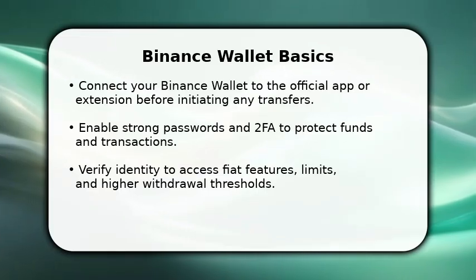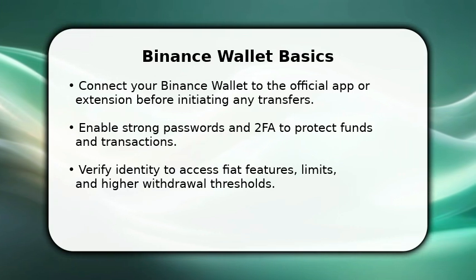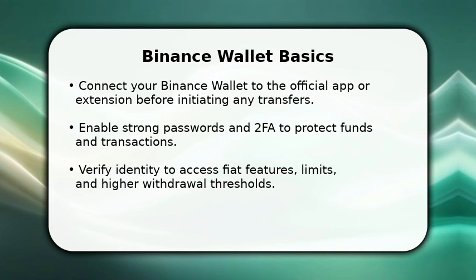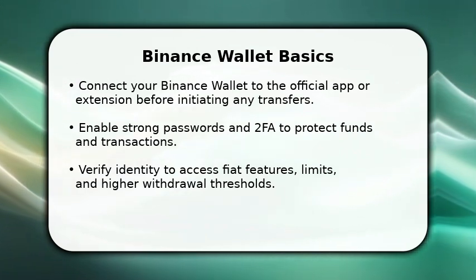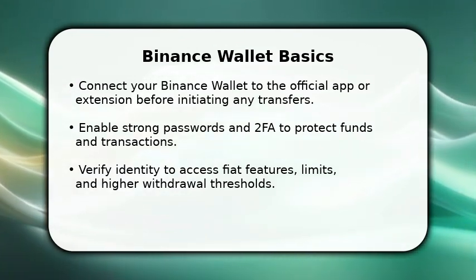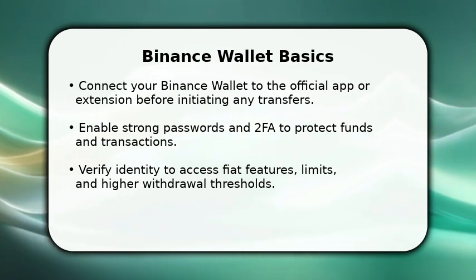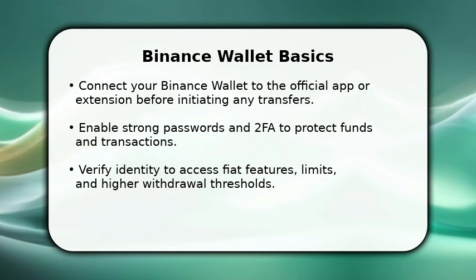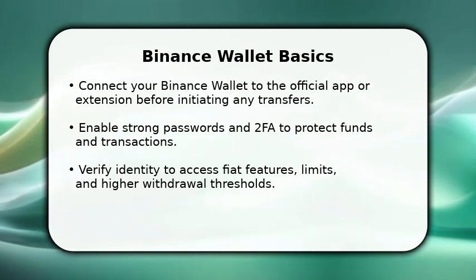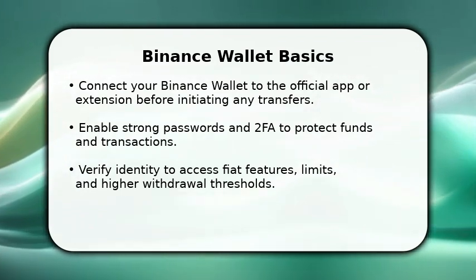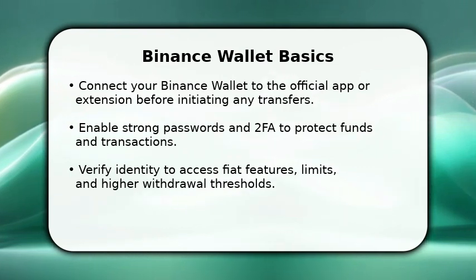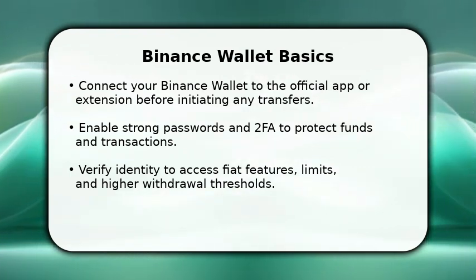In this video, I will explain how to use Binance Wallet Money. Connect your wallet to the app, complete identity verification, and secure your account with 2FA. Next, fund your wallet by depositing crypto or fiat using bank transfer or card. Then choose trading, sending, or converting features to move funds. Always review fees and limits before confirming any transaction, and enable notifications to monitor activity and catch issues quickly.